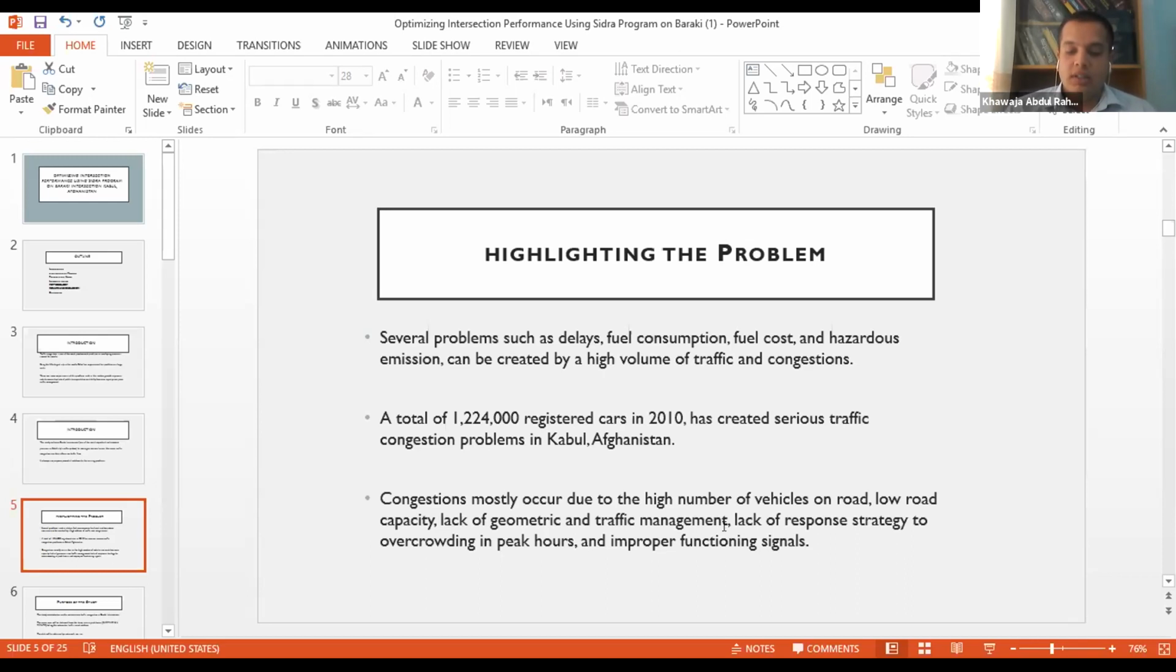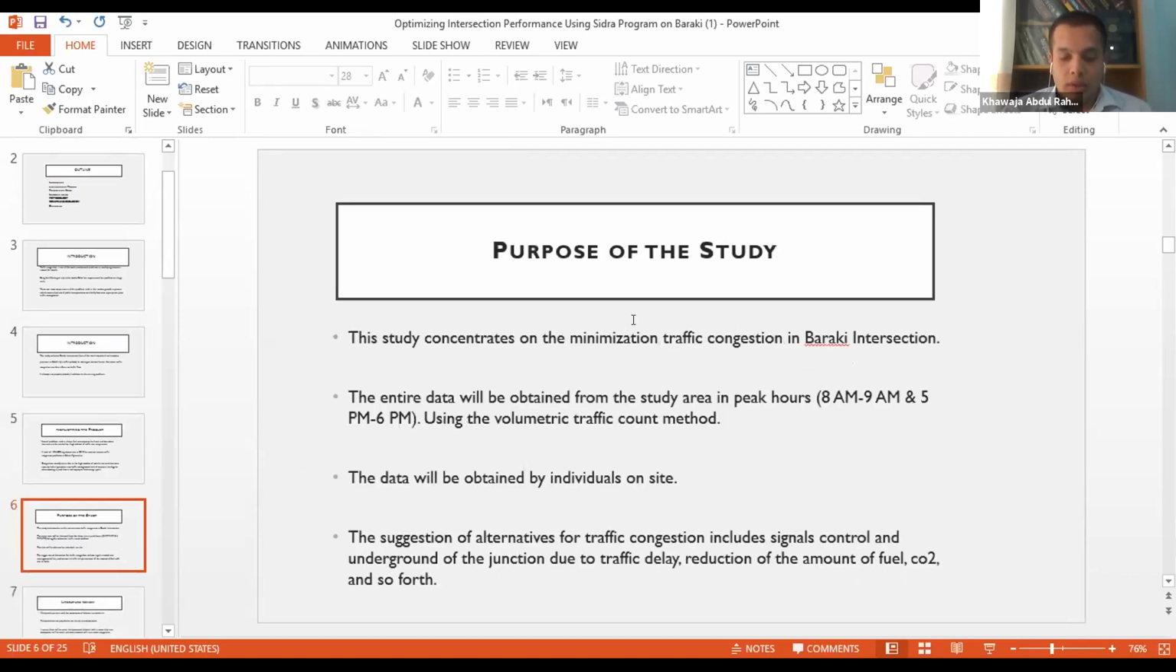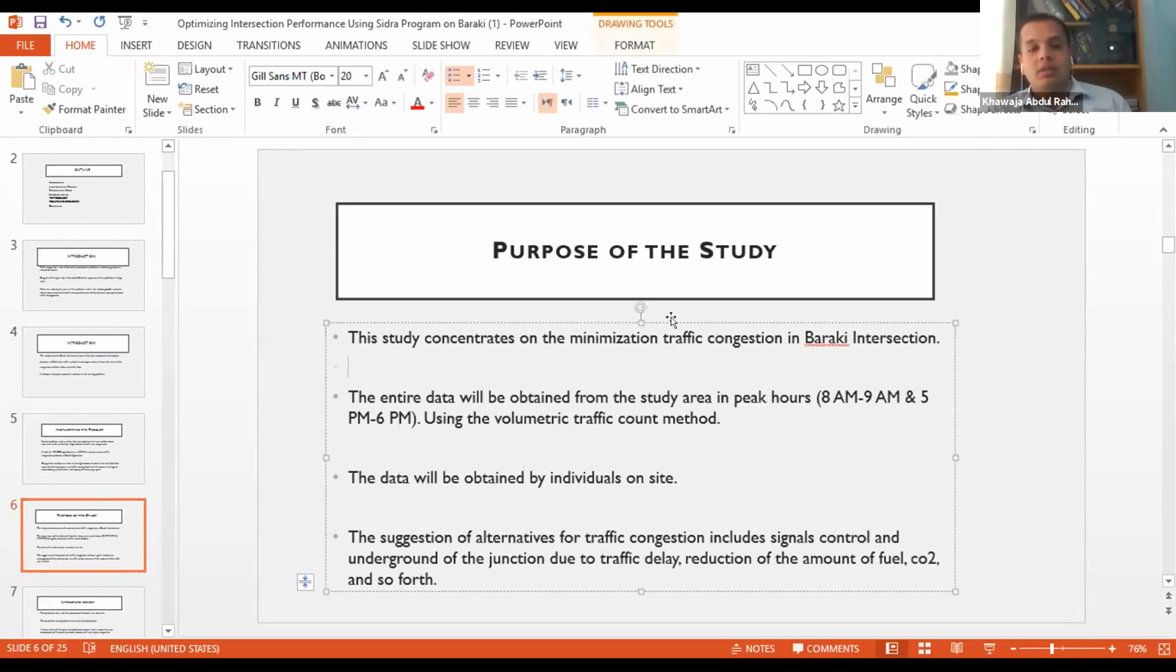Congestion has created leading problems in Kabul, Afghanistan. This study concentrates on minimizing traffic congestion in Baraki intersection. The entire data have been gathered from the site in the peak hours, 8 a.m. to 9 a.m. and 5 p.m. to 6 p.m., using the volumetric traffic count method, which is a manual method. The data will be obtained by individuals on site.